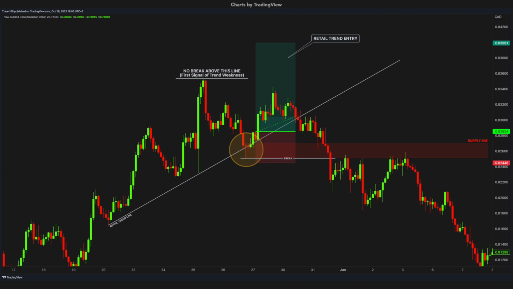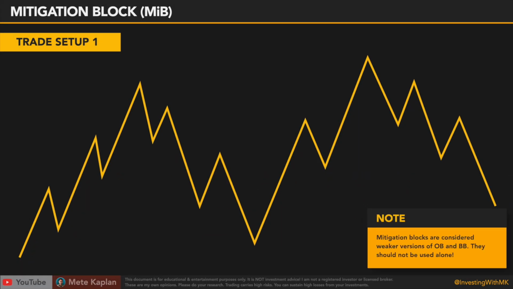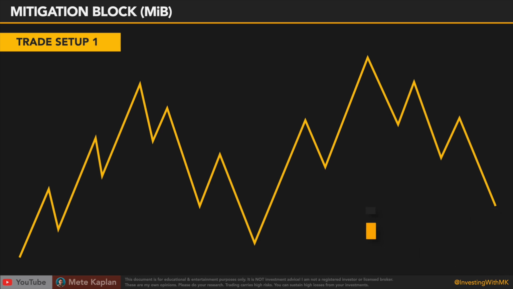By the way, you can also see the head and shoulders pattern. If you are a chart pattern trader and enjoy trading head and shoulders, I just gave you a special entry method with mitigation blocks. In my opinion, mitigation blocks are kind of weaker than breaker blocks and order blocks. This is why they should be combined with other price actions. Especially checking the left of your chart is crucial to see what is happening with the price itself.